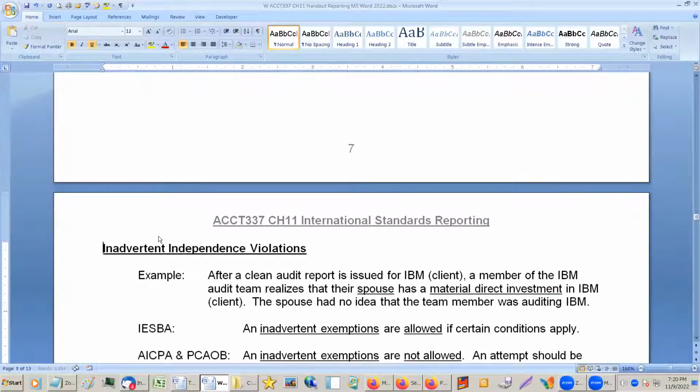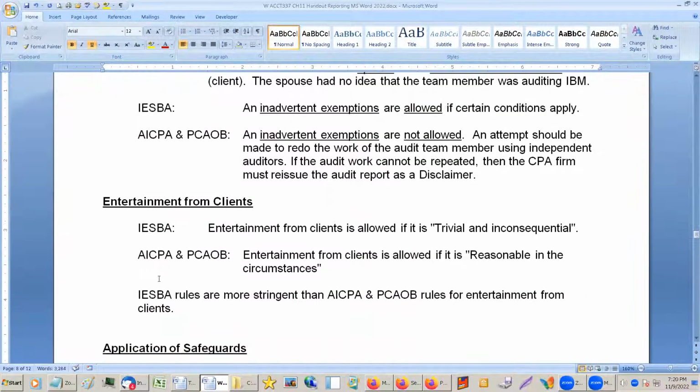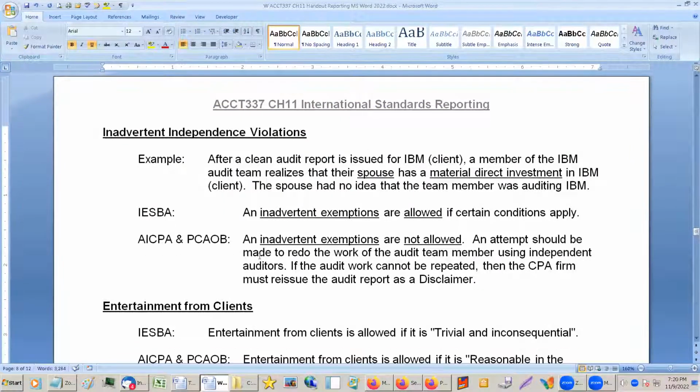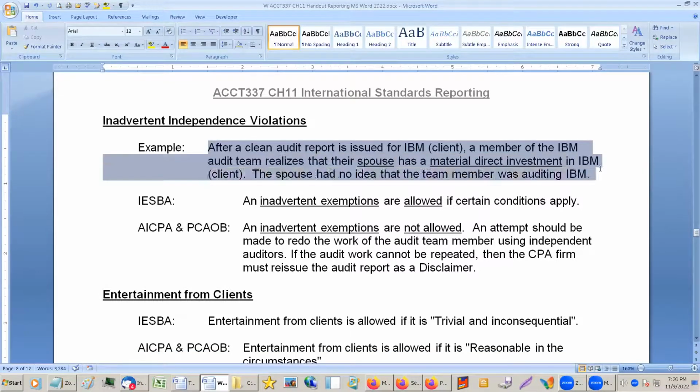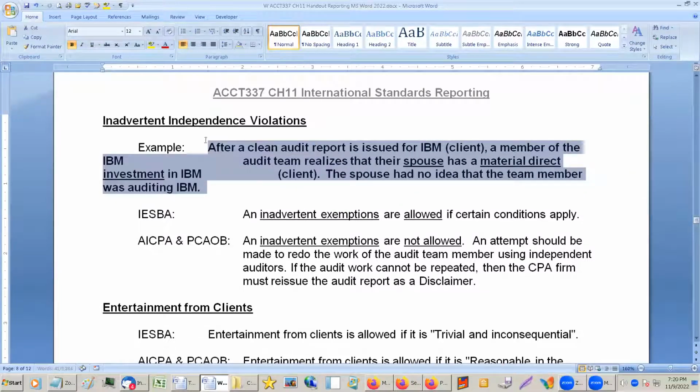Okay. Inadvertent independence violations. This one is actually kind of interesting. So here's an example. Wow. Example: I just goofed up.